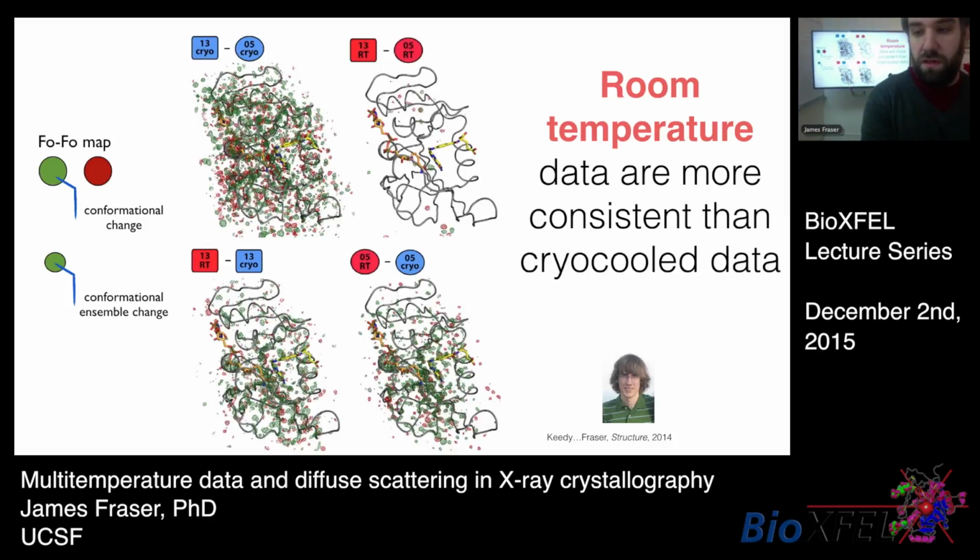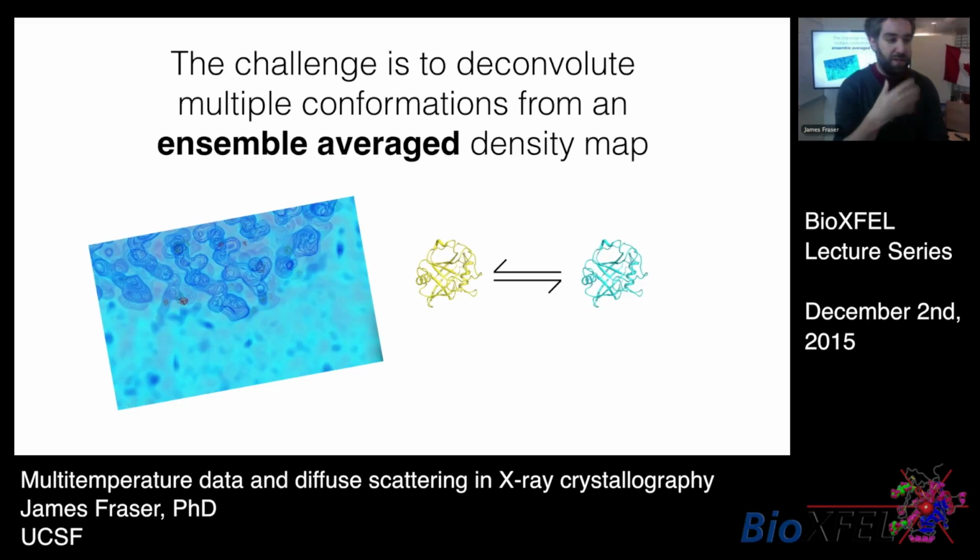And so the challenge really for figuring out what's going on at ambient temperatures is to deconvolute all of these conformations from an electron density map that is an average in time and space. So although we know the protein is exchanging between different conformations, for example, the blue and yellow conformations here, the signature of that exchange is deposited in the real space electron density map as an ensemble average. And so it's overlapped in space.